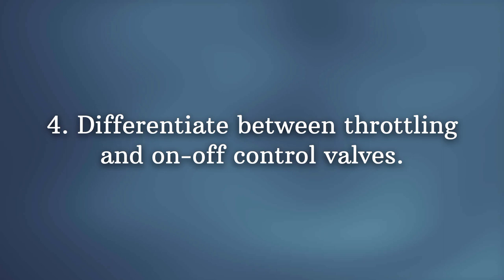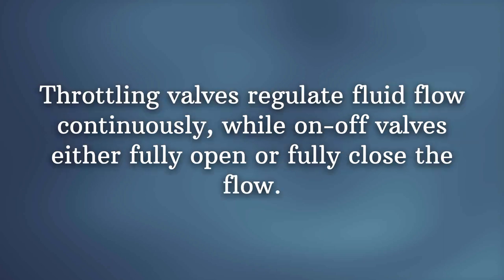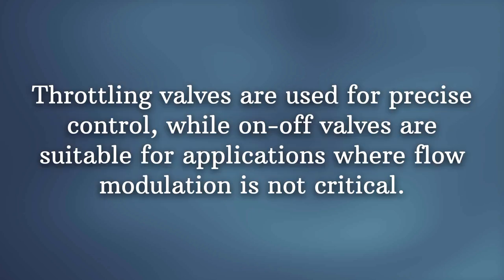Differentiate between throttling and on-off control valves. Throttling valves regulate fluid flow continuously, while on-off valves either fully open or fully close the flow. Throttling valves are used for precise control, while on-off valves are suitable for applications where flow modulation is not critical.